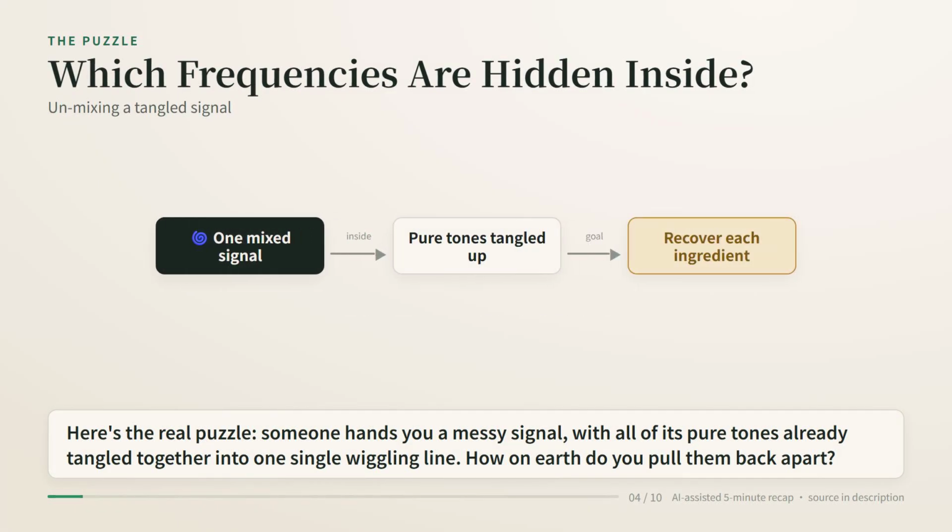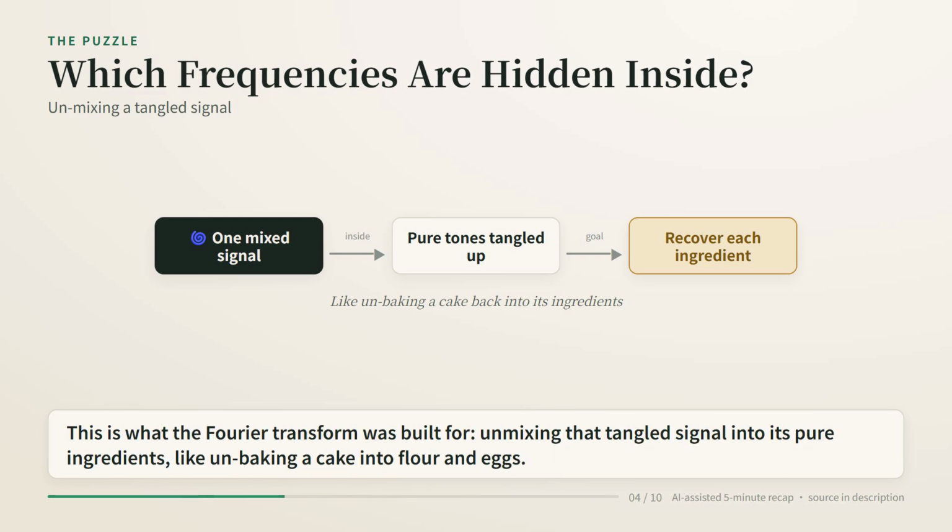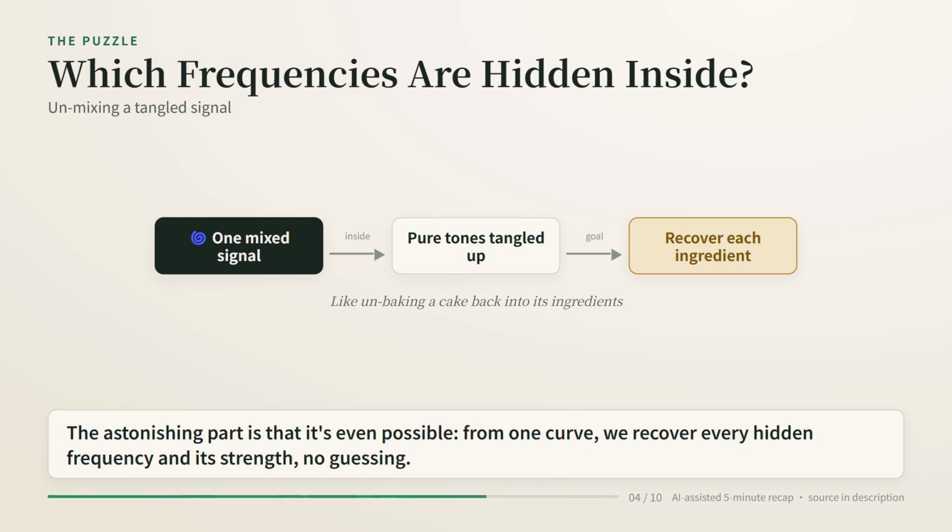Here's the real puzzle: someone hands you a messy signal, with all of its pure tones already tangled together into one single wiggling line. How on earth do you pull them back apart? This is what the Fourier transform was built for: unmixing that tangled signal into its pure ingredients, like unbaking a cake into flour and eggs. The astonishing part is that it's even possible. From one curve, we recover every hidden frequency and its strength, no guessing.